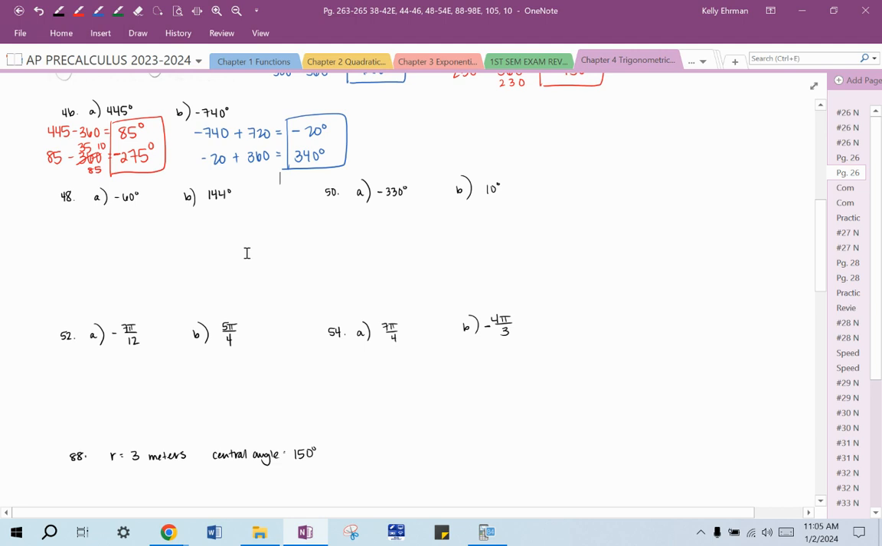to convert into radians. So 60 degrees, we're going to say times pi over 180. And we reduce. 60 over 180 is 1/3. So we write this as negative pi over 3.